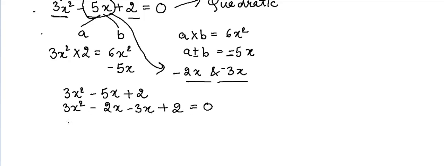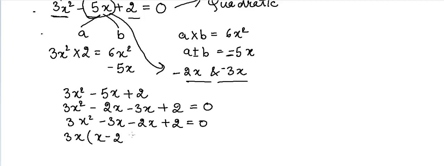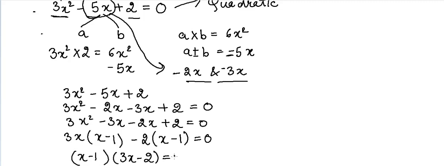Now you will rearrange this so that you can find the common factors, right? Here you can write 3x, and here will be x minus 1. Here you can take out minus 2 as common. Now you can write it as x minus 1, and here it is 0. Now take x minus 1 as common, right? x minus 1 and 3x minus 2, this is equal to 0. So the two roots are x equals 1 and x equals 2 by 3. So these are your two roots which you got through middle term splitting.